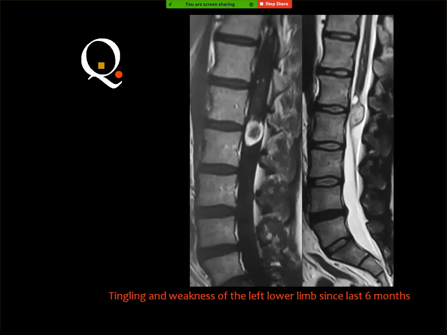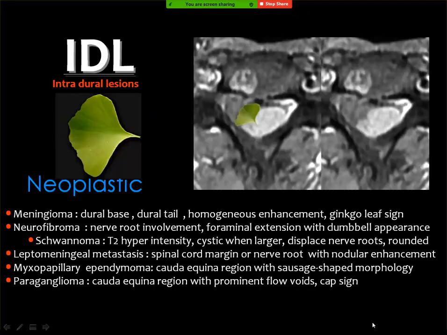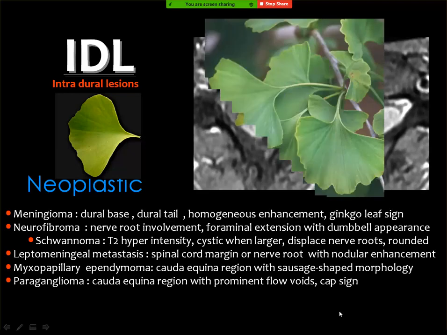Then, metastasis? Why metastasis? Do you see a history of primary malignancy? No. Yes, there is an intradural lesion, okay? And this lesion has some bright signal in the T2 and marginal enhancement. Then you remember the differential diagnosis of intradural lesion. These are neoplastic: meningioma, neurofibroma, schwannoma, and metastasis if there is a known history of malignancy.